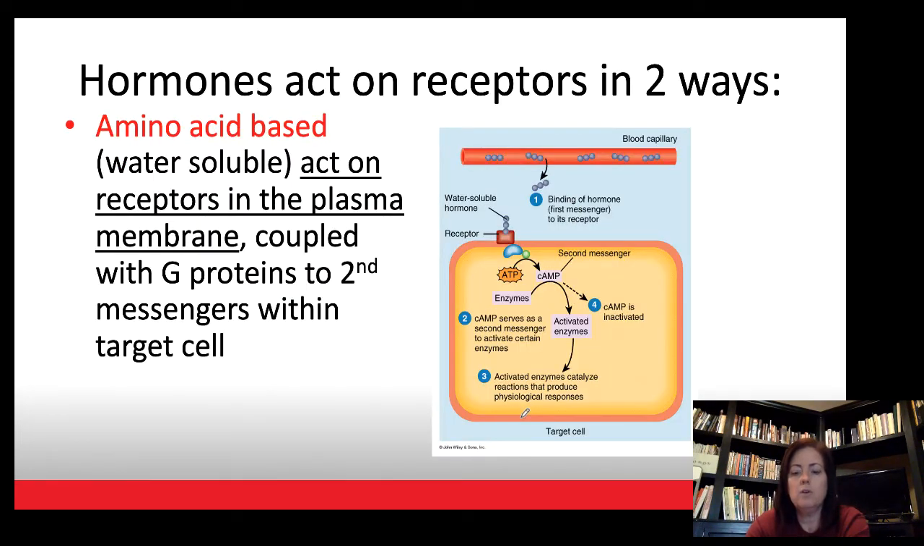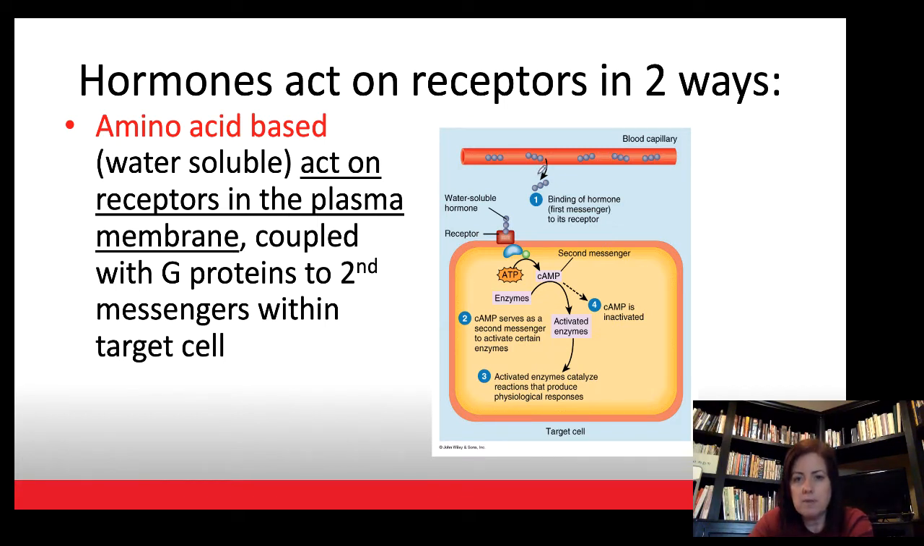Okay, so two different types of hormones, and they need to be able to react with their target cells in two different ways, okay? Because those types of hormones have different functions. So if we look at what happens with amino acid-based hormones, if you recall from what we just talked about, these guys can't cross the plasma membrane of the target cell.